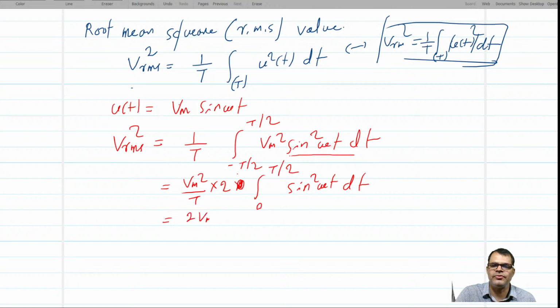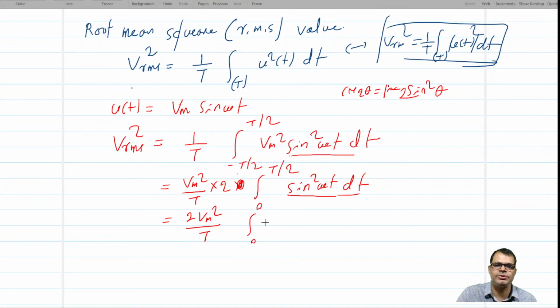So 2 Vm square upon T. If you know the direct formula, fine; otherwise you know that cos 2 theta is equal to 1 minus 2 sin square theta, right? So sin square theta will be (1 minus cos 2 theta) by 2.